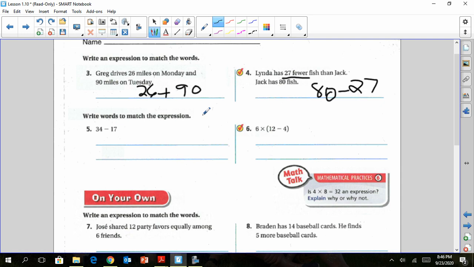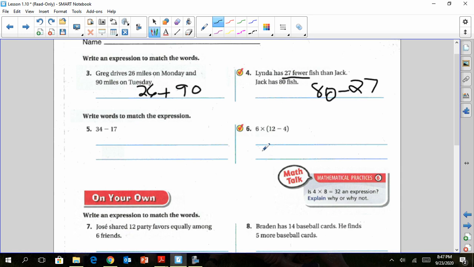On number 5, you would have to write a sentence or a story problem that matches 34 minus 17. My story problem would be Mr. Reindell made 34 chocolate chip cookies, and then he sat down on the couch and ate 17 of them. That would be my story problem for how many cookies are left. And Mr. Reindell would have a stomach ache. That would be the case.